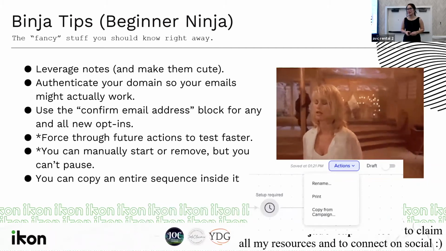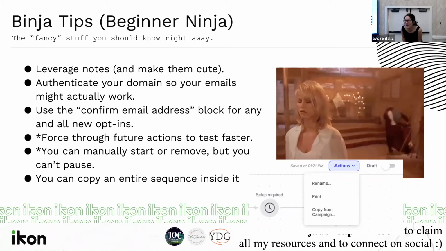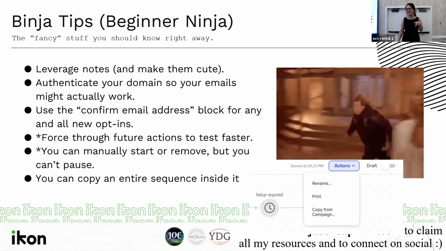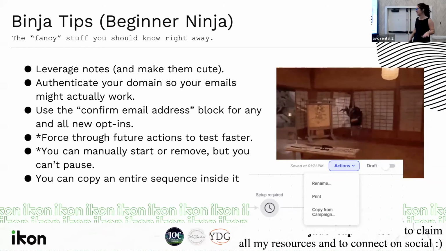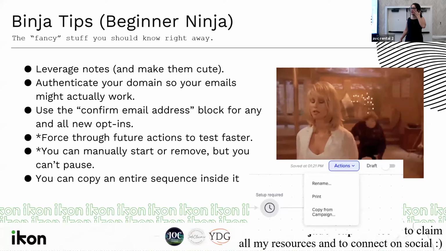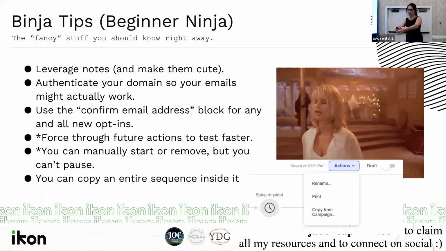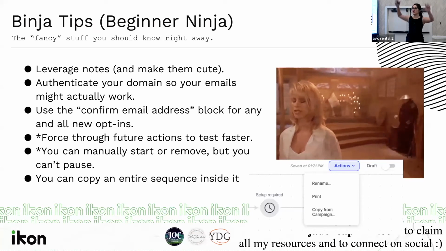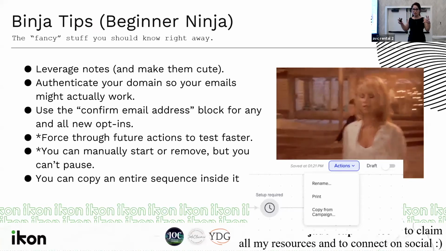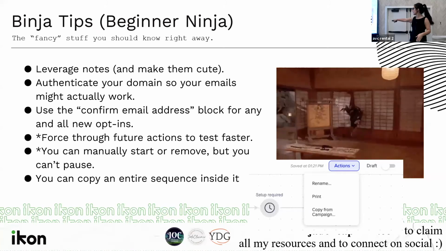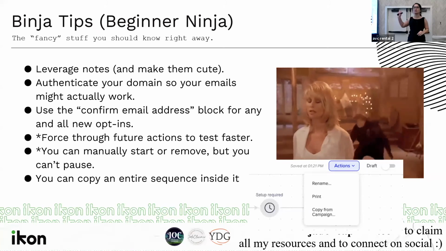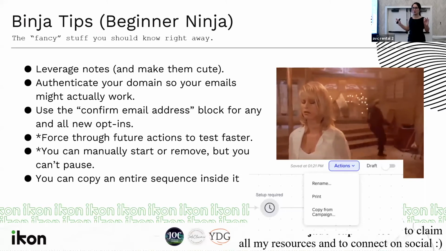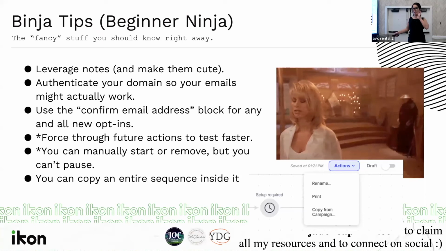You can copy an entire sequence. This is something I learned like 3 years later. I'm like, oh, I wish I knew that 3 years ago. So that's why I'm here today to teach you all of those things. The trick though is that the menu item for that is inside the sequence. It's not on the main canvas on the outside, like find a sequence and put it here. You have to open up a brand new sequence, go inside of it, and there is an actions menu where you can copy from a completely separate campaign. So if someone slayed and did a really good one in a totally different campaign, you can copy it.